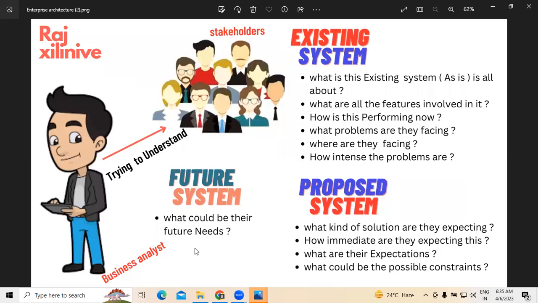So once we understood the existing system, the next is called the proposed system. In this proposed system, we need to understand the kind of solution an end user is expecting, followed by how immediate it is. At the same time, we try to understand the possible constraints, expectations, all that. This also comes under the proposed system.